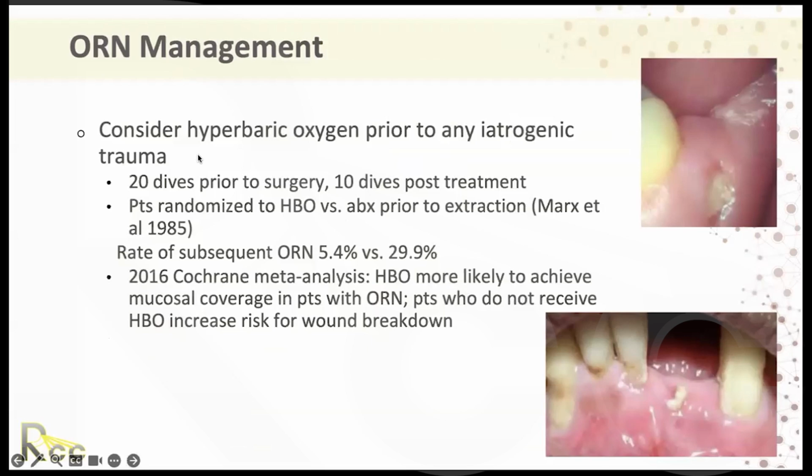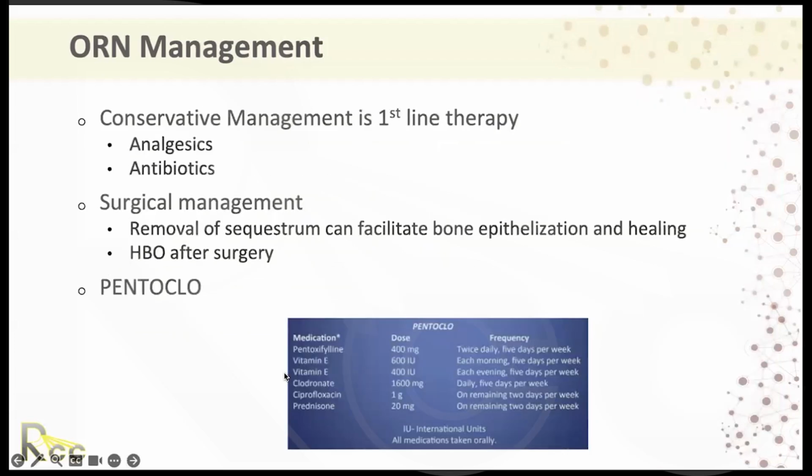And the management for ORN, really, as I said, is antibiotics, supportive care. You can add hyperbaric oxygen, and then really it's surgical. Really, the management is surgical. This is looking at a single old trial, looking at HBO versus antibiotics prior to extraction. And HBO did reduce subsequent risk of ORN significantly in these patients. And so it's something to consider in patients. Again, as I mentioned, pain management, antibiotics as first-line therapy, surgery really is second-line therapy, and then really adding HBO.